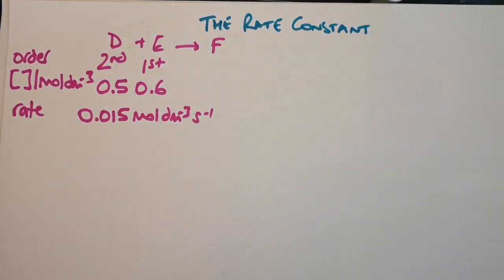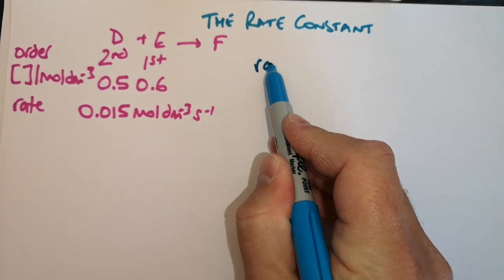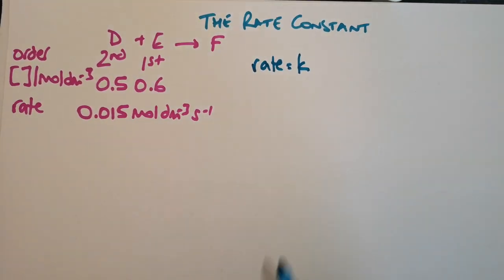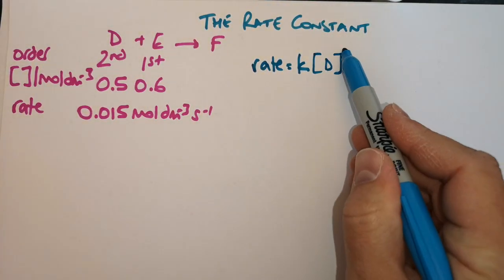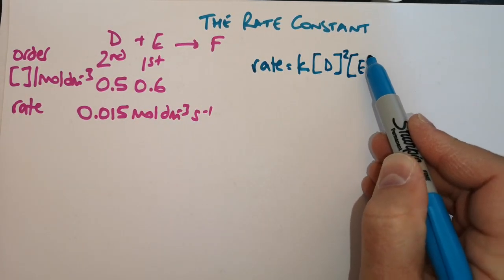So we have a reaction in which D and E make F. The order of D is second, the order of E is first. There's the concentrations and there's the rate. So if we want to calculate the rate constant, we first have to determine the rate equation. So rate equations always start rate equals K. Now I have concentration of my reagent, so concentration of D, second order, so I'm going to square it, and concentration of E.